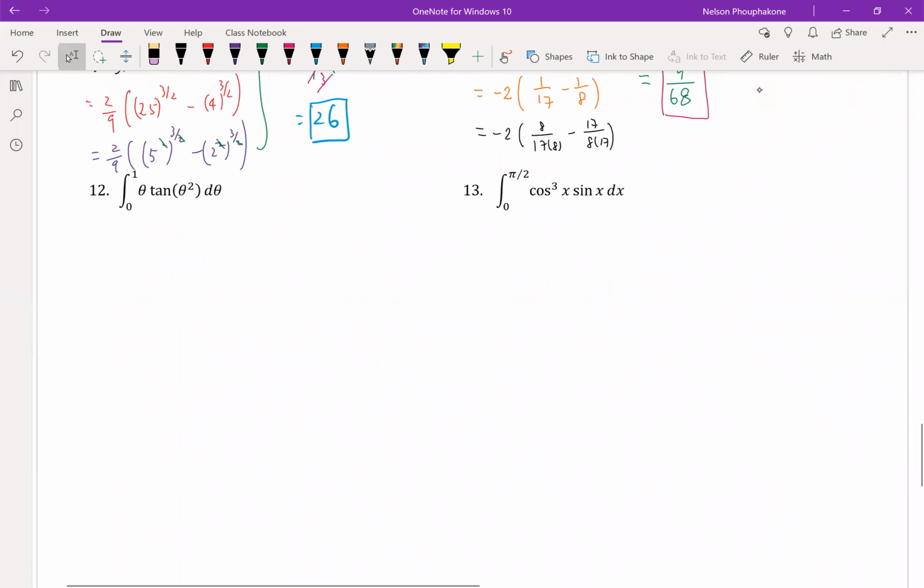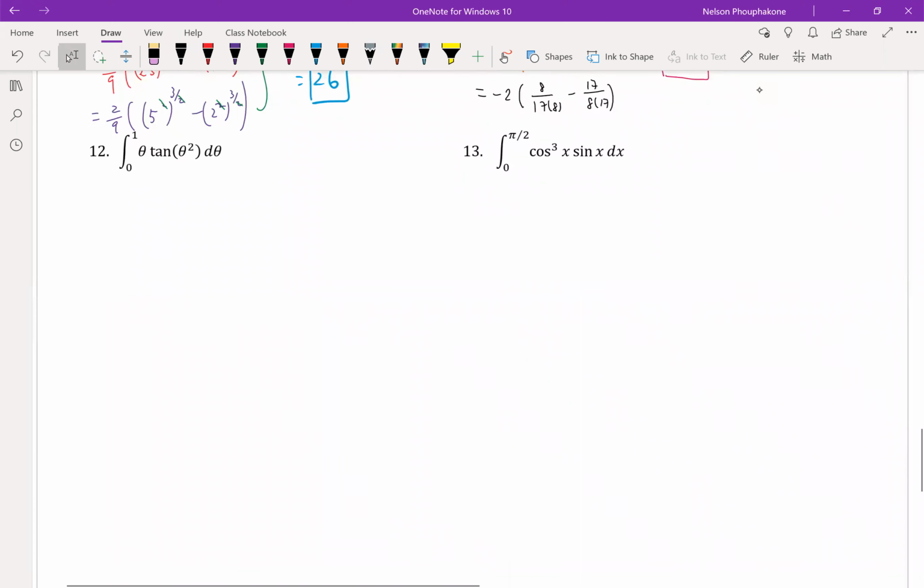Okay, so now let us try to do number 12. For number 12, the inner function, of course, will be u equals theta squared. And I will have du is 2 theta d theta, and of course du over 2 is theta d theta. Now I will have tangent of u and du over 2.